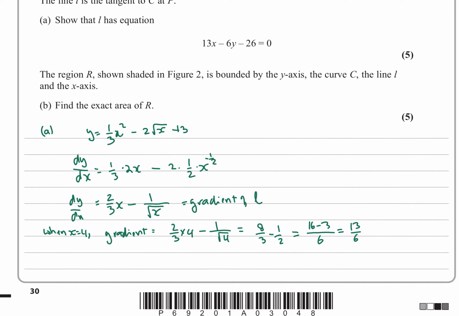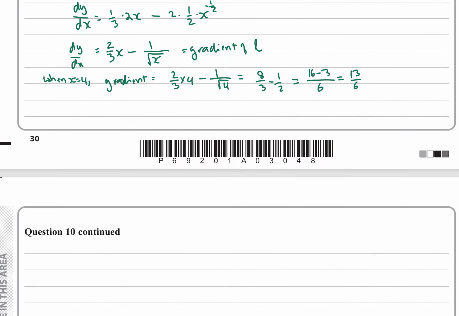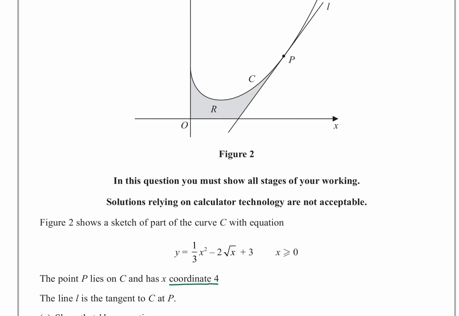So that's the gradient. Now we have to find the equation of the line L, so I can just write the equation, but we don't know the constant, the c. So the equation of L would be y equals 13 over 6 x plus c. We haven't yet found the coordinates of point P. We just know the x coordinate is 4. We need to find the y coordinate.